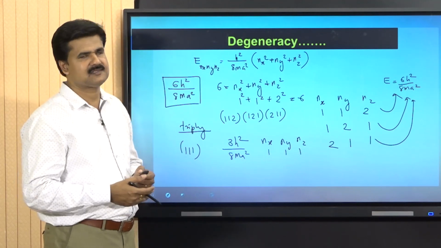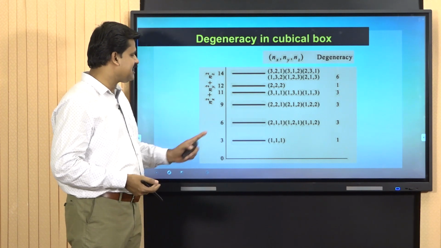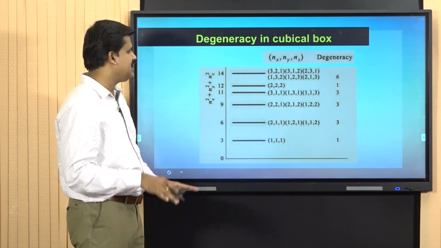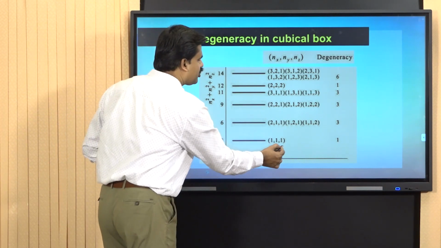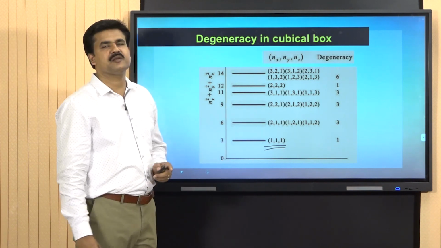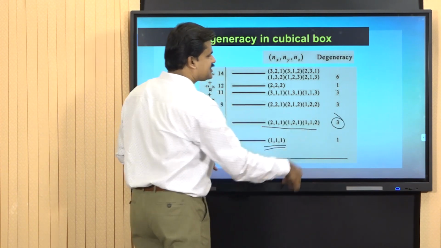Now, this pictorial representation shows different degeneracies associated with different energy levels of a particle in a cubical box problem. The energy level 3h square by 8ma square is said to be non-degenerate, and the one and only possible arrangement is 1, 1, 1. We already proved that. And the second level, that is 6h square by 8ma square, is said to be triply degenerate with these three arrangements. So degeneracy is equal to 3.